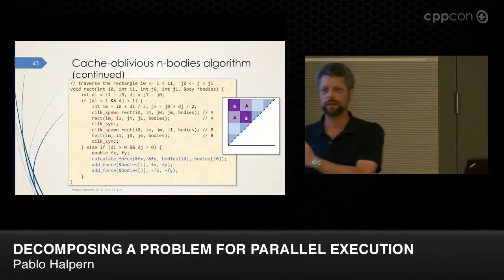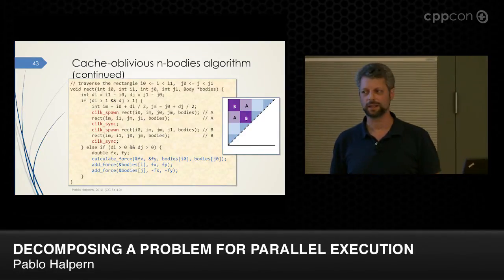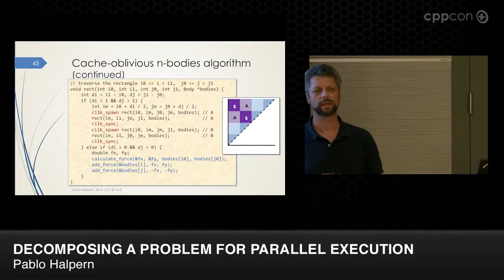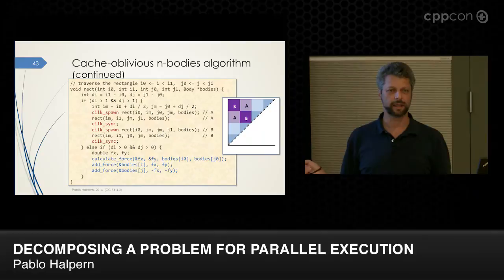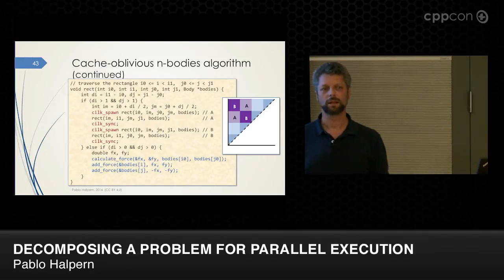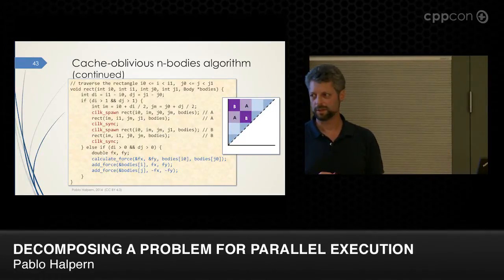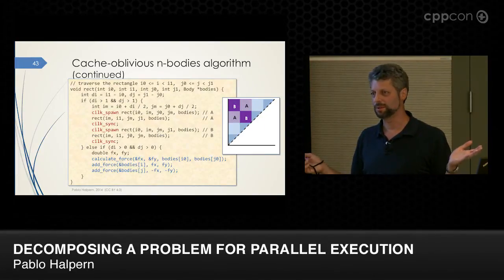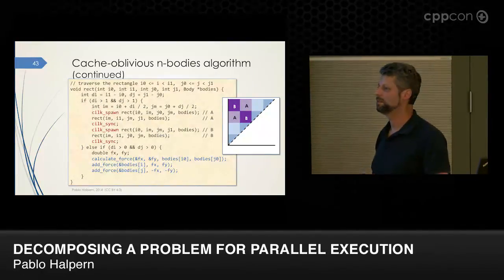But notice that nowhere in this code did we actually specify the cache size. It's oblivious to the cache size, and that's what the term cache oblivious means. Cache oblivious algorithms are useful in both serial and parallel programming, but as I mentioned, cache effects are magnified when you have multiple cores. So you want to use it when you can.